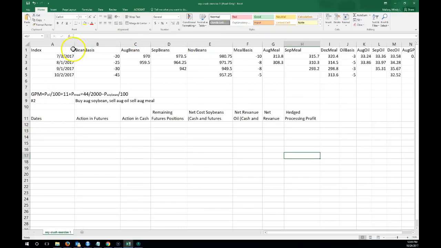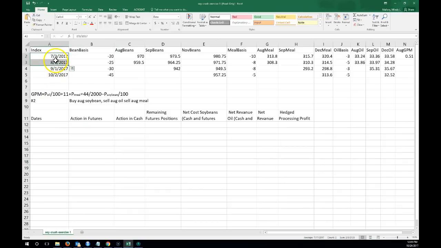Alright, so let's paste just the first 2 dates here because we're only observing actions on July 3rd, and then we're going to make our hedge on July 3rd, and then we're going to lift our hedge on August 1st. So what should our action in the futures market be?